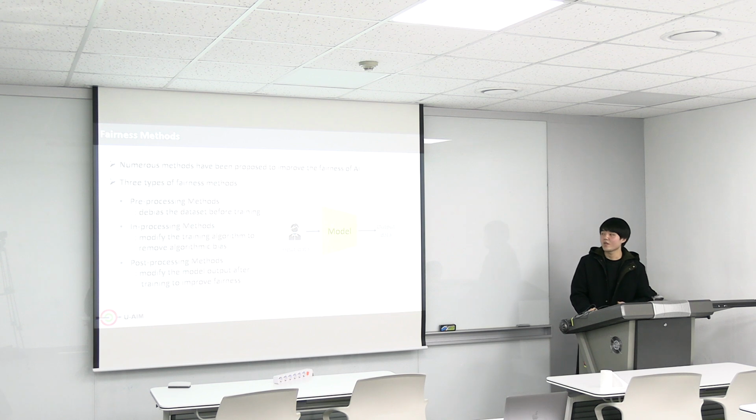And next, I will introduce some fairness methods for fair classification. So far, there have been many fairness models, many approaches to improve the fairness of AI models. These generally fall into three types, depending on where the modification occurs in the process. For pre-processing methods, the modification occurs at the input data level, so it debiases the data set before training.